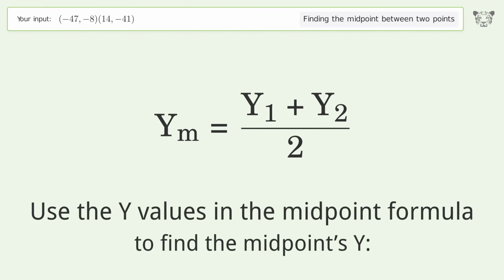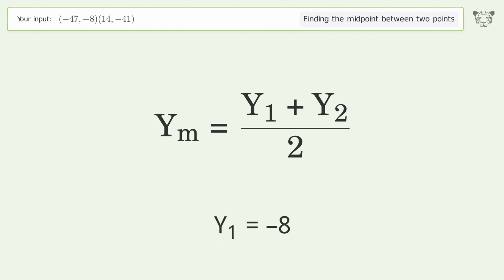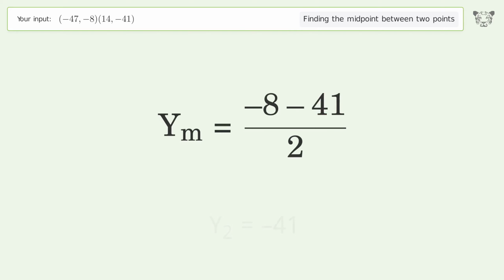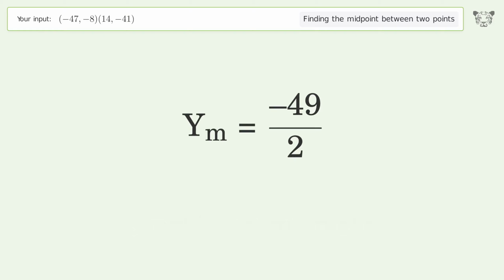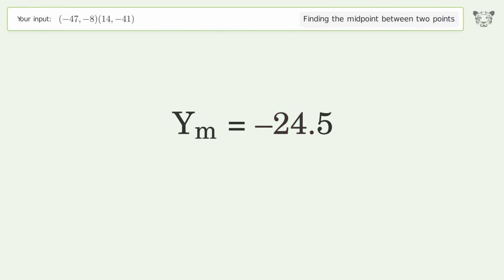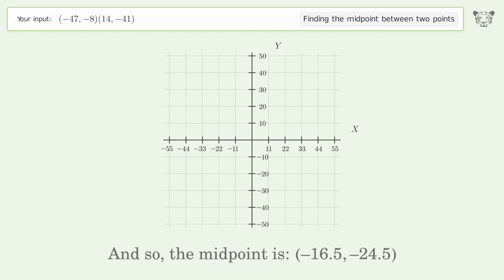Use the y values in the midpoint formula to find the midpoint's y. y1 equals -8. y2 equals -41. Simplify the arithmetic. And so, the midpoint is -16.5, -24.5.